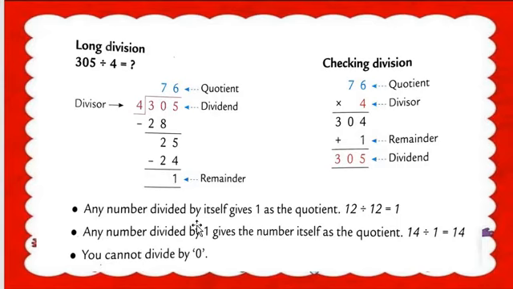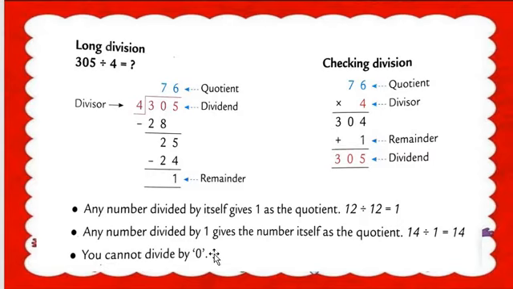Any number divided by itself gives 1 as the quotient. Okay, any number divided by itself gives 1 as the quotient, means how is it possible? 1 ones are 1, so 1 divided by 1 is equal to 1. Like that, I hope you all remember the multiplication tables. It is the same here.